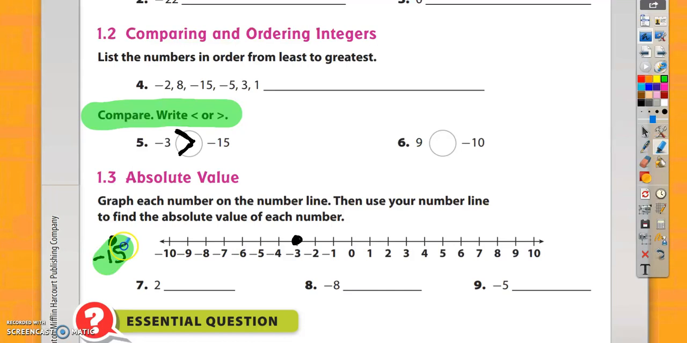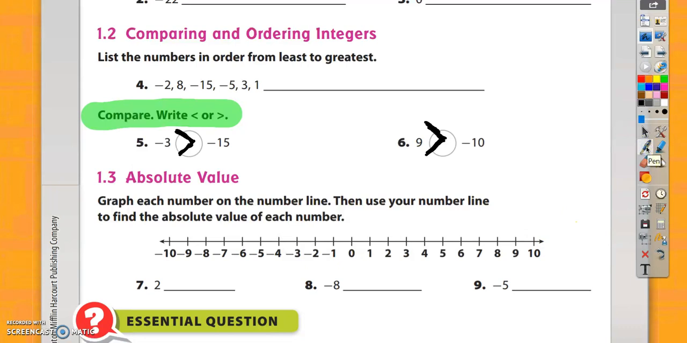And number 6, I'm going to do the same thing. Oops, change it to eraser. Number 6 is +9 is way to the right. -10 is way to the left. A positive number is always going to be greater than a negative number. Make sure you get those right.